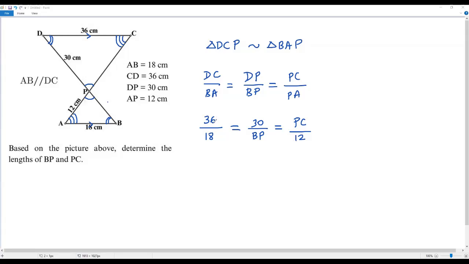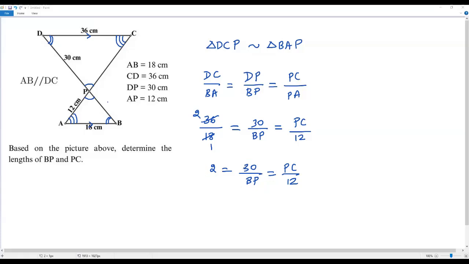Okay, so I think we can simplify this one. That is, 18 goes into 18 one time, and 18 goes into 36 twice. So I get 2 is equal to 30 over BP, which equals PC over 12. So these three quantities are equal to each other. I can equate any quantity to any other of these three quantities. So here I can equate this fraction 30 over BP to this value, so that I'll be able to solve for BP.